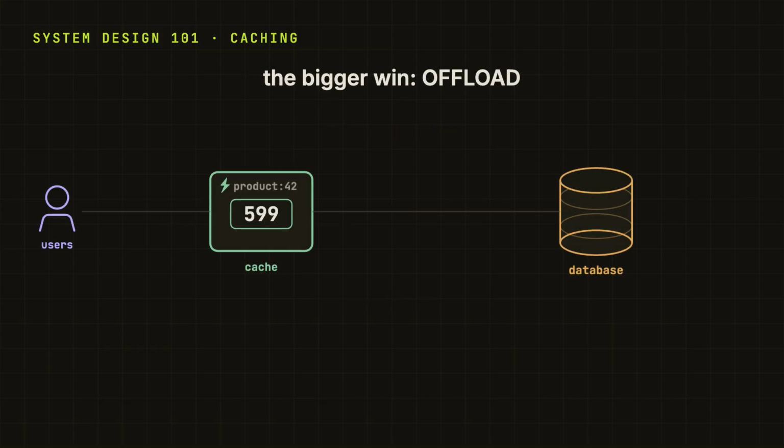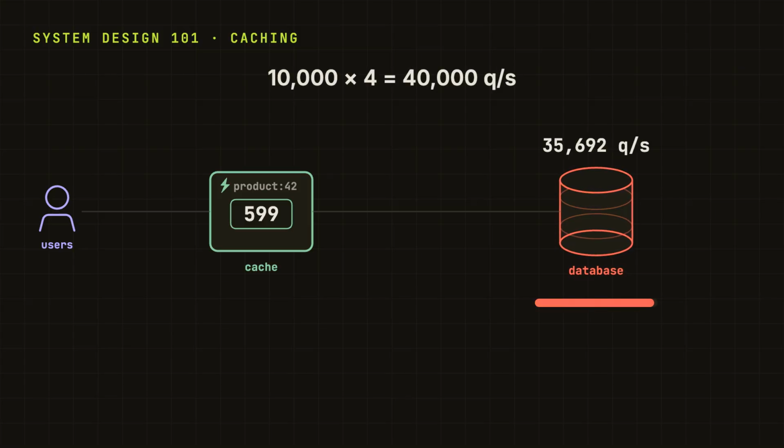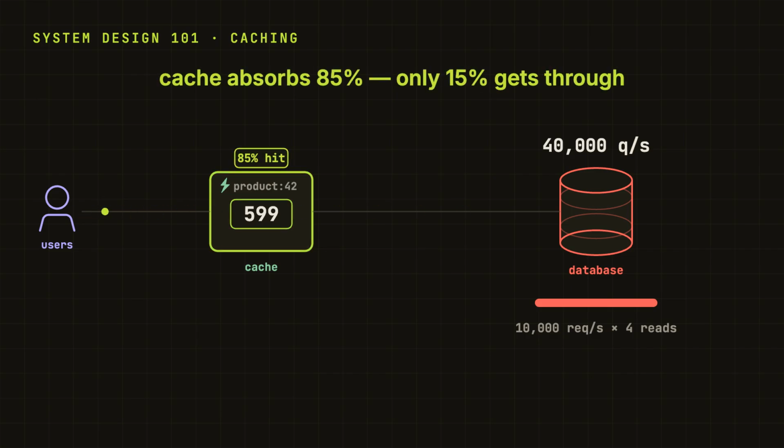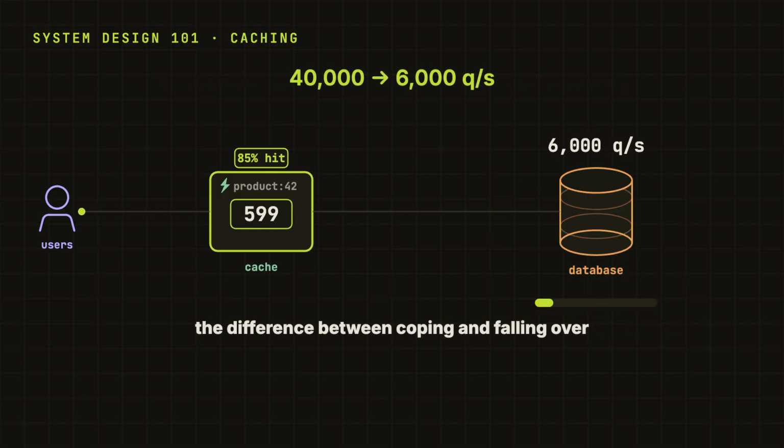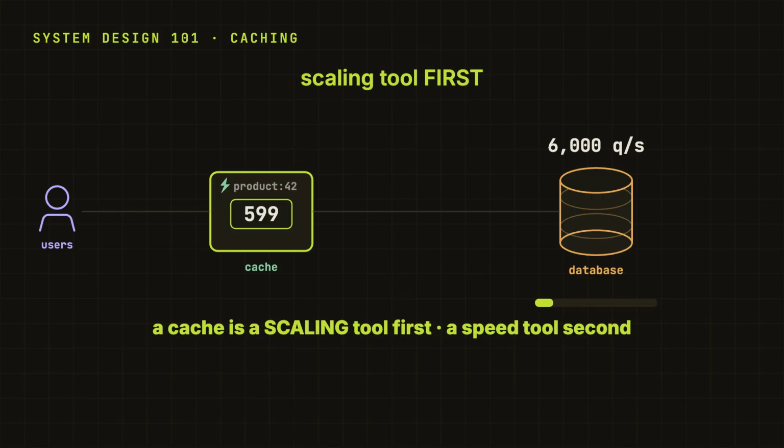And honestly, the bigger win is not even the speed, it is offload. Think about it. Let's say you are serving 10,000 requests a second and each one hits the database 4 times. That is 40,000 queries a second landing on your database. Now, put a cache in front at an 85% hit rate. Only 15% get through. And suddenly, the database is seeing about 6,000 a second instead of 40,000. Even if users were already happy with the speed, that is the difference between a database that copes and one that falls over. So, a cache is a scaling tool first and a speed tool second. That is the important part.